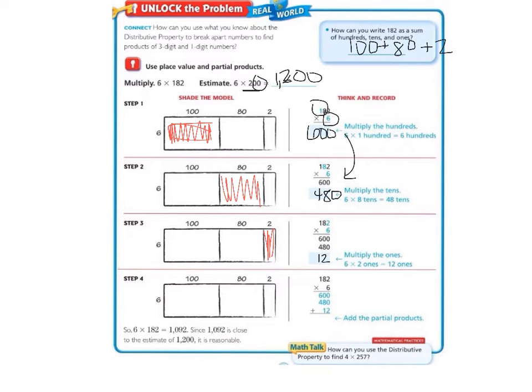And then we're going to add all of our partial products together. So 600 plus 480 plus 12. 0 and 0 is 0, plus 2 is 2. 0 plus 8 plus 1 is 9. And 6 plus 4 is 10. So I get 1,092. Since 6 times 182 is 1,092, and since 1,092 is close to the estimate of 1,200 that we made at the beginning, we know our answer is reasonable.